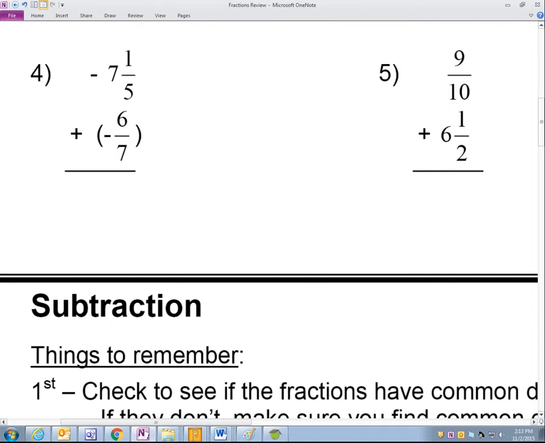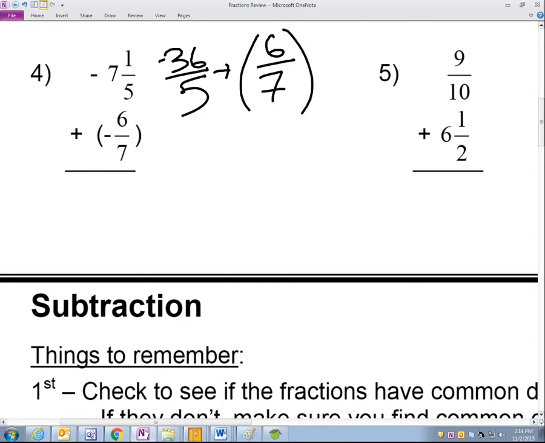We're going to write this side by side. You with me? Sorry, I stepped away for a moment. We're going to write these side by side. So as I write them side by side, I'm just going to go ahead and take care of making them improper right off the bat. So I have 7 times 5 is 35 plus 1 is 36, negative 36 over 5, plus a negative 6 over 7.